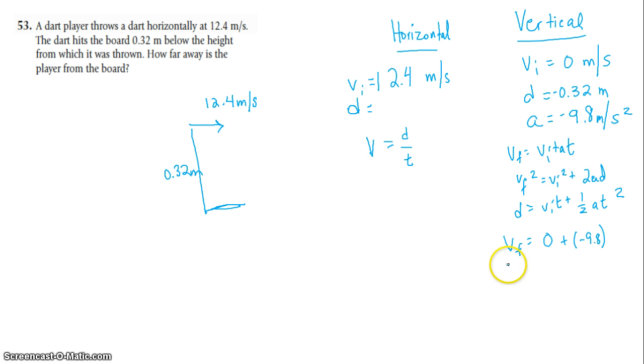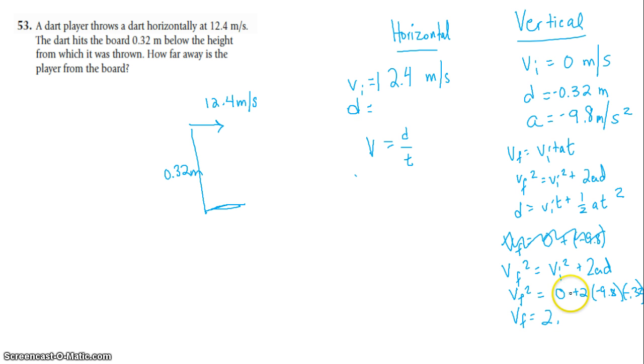What I meant to say is VF squared equals VI squared plus 2AD, where our initial velocity is 0 plus 2 times our negative 9.8 times our distance, which is negative 0.32, and we get 6.27 for VF squared, so we need to take the square root of that, and we get 2.50 for my final velocity. So that's my final velocity.